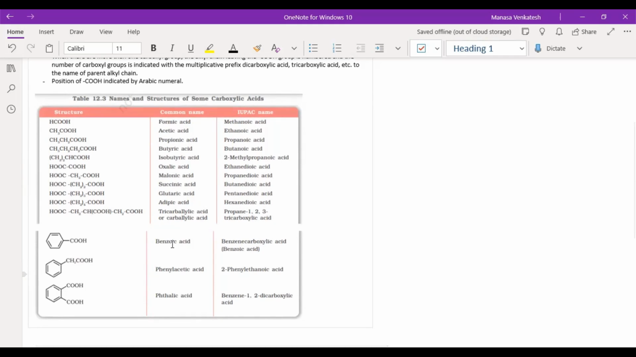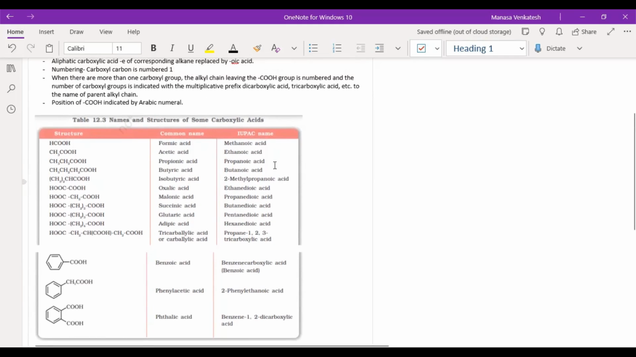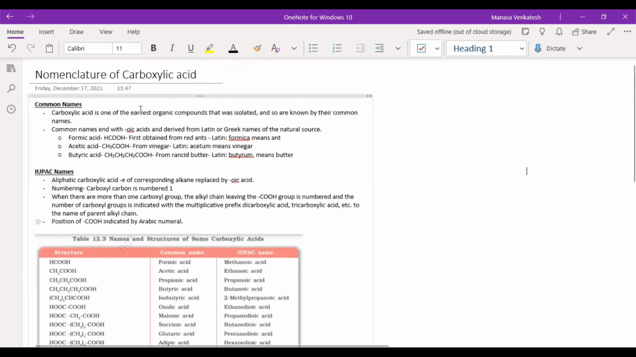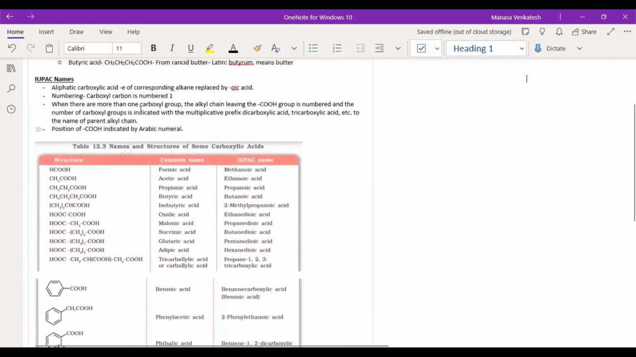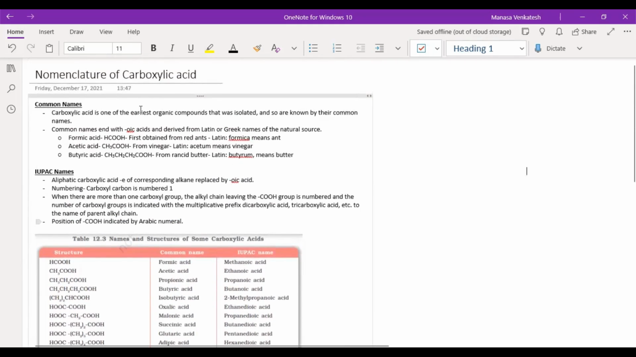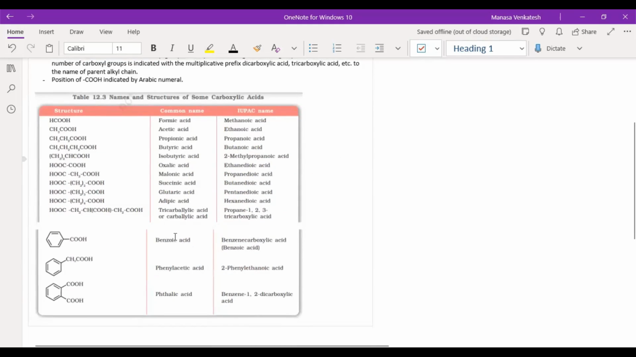So they are denoted by the number of carboxylic acid groups, and the Arabic number is going to denote the position of the COOH. And COOH is going to get the highest priority amongst all the functional groups that you learn, so that is going to be considered the parent functional group. With that, we're done with the nomenclature of carboxylic acids. Here you have various examples of common names as well as the IUPAC names and structures of carboxylic acids.